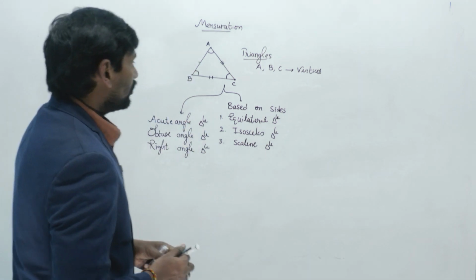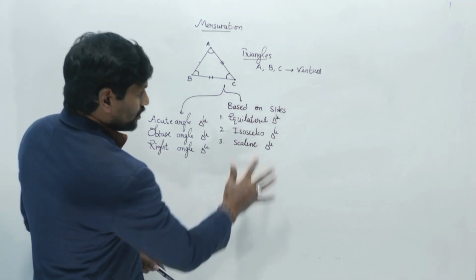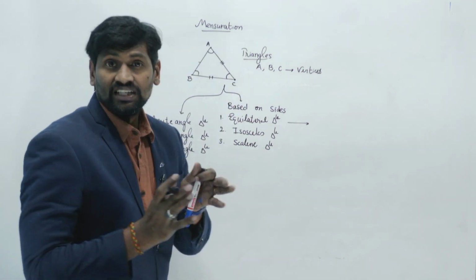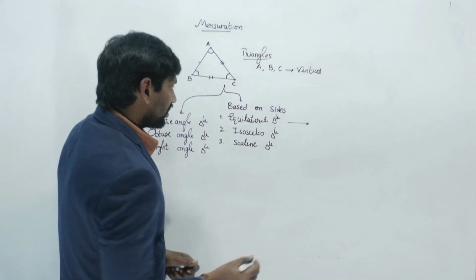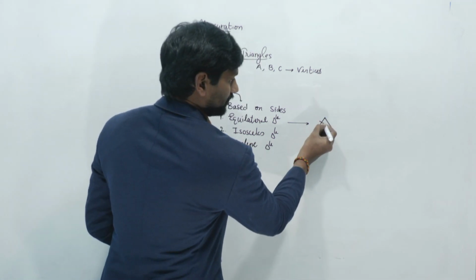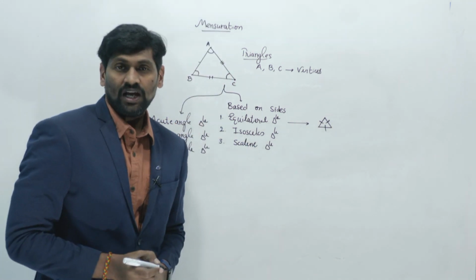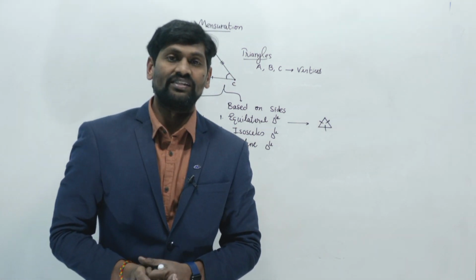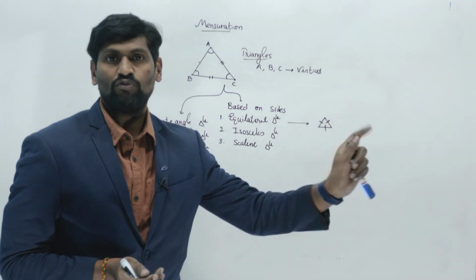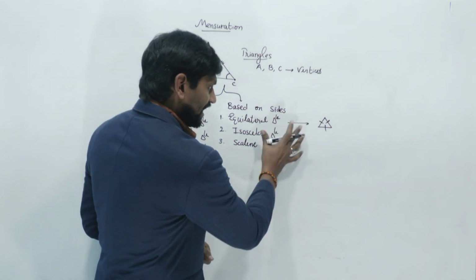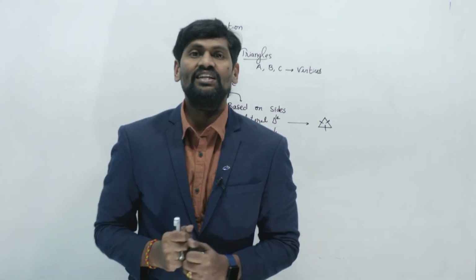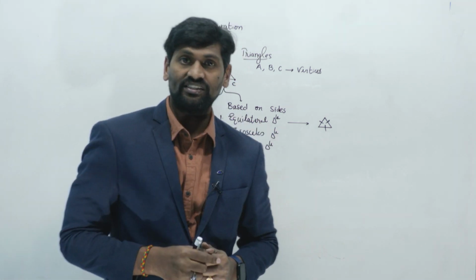Now, what is an equilateral triangle? A triangle in which all sides are equal we consider an equilateral triangle. We already know from a previous class the triangle property: the sum of the angles of a triangle is 180 degrees. A triangle has three angles, angle A, angle B and angle C, and when you add these three angles, we get 180 degrees.